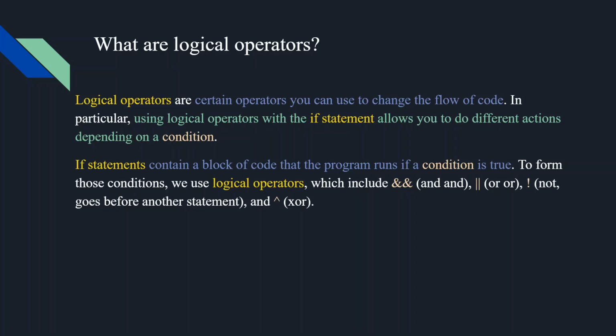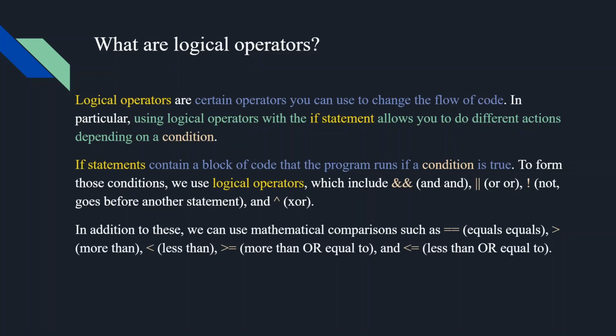To form these conditions, we use the logical operators, which include and, or, not, and XOR. In addition to these, we can use mathematical comparisons, such as equals equals, more than, more than equals, and less than equals. You may have noticed a repetition of and, or, and equals equals. The first two we will talk about in section 2, and the last is repeated to distinguish setting a variable to a value from comparing it to that value.